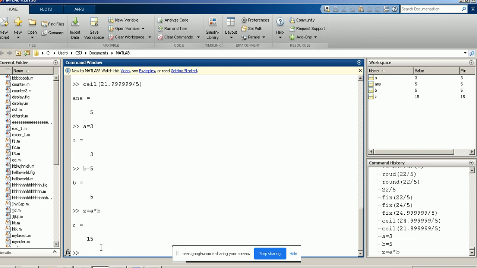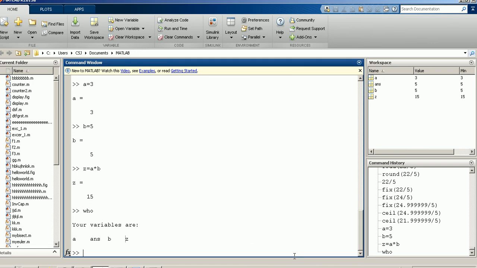It's very simple. In Matlab, you just write who, W-H-O. You will find that a, b, and z are already used. You cannot use them again. So students, suppose that I want to know the details of each variable. I will write whos.